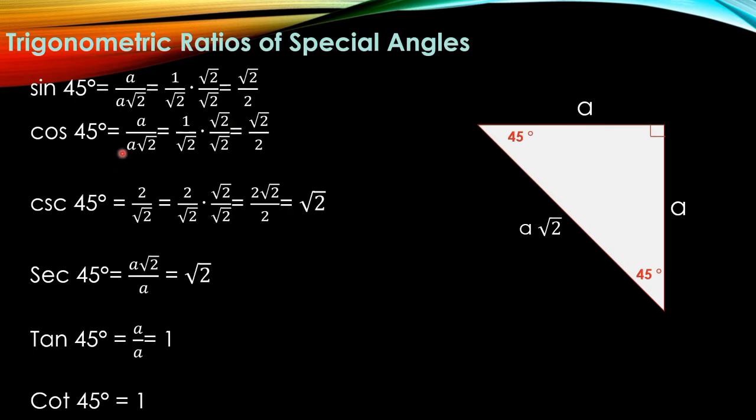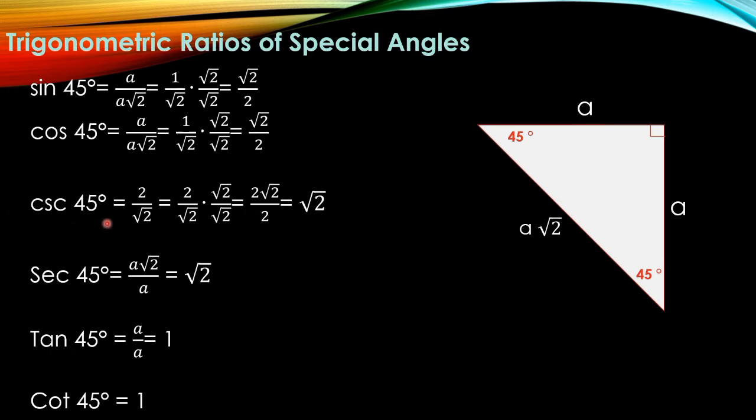Next, cosine 45 degrees, cosine that is adjacent over hypotenuse. So the adjacent side of 45 degrees is A. So, the same lang sa sine 45 degrees. So that is A over A times the square root of 2. So, cosine 45 degrees is equal to the square root of 2 over 2. Next, tangent 45 degrees, that is opposite over adjacent. So the opposite side is A, the adjacent is A, so A over A is equal to 1. So tan 45 degrees is equal to 1.